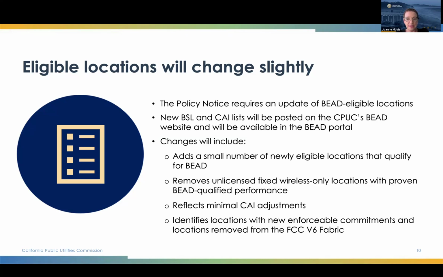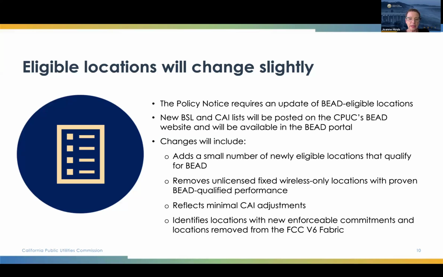The changes, and there's considerable detail on this in the policy notice if you'd like to understand why the federal government mandated these changes, but briefly, these changes will include addition of a small number of newly eligible locations that qualify for Bead. It would include removal of fixed wireless locations that have adequate unlicensed fixed wireless service that are proven to have Bead qualified performance. These were not removed from the map under the old Bead rules. Under the new Bead rules, however, there was a process for analyzing these, and where the proven performance is there, to remove those locations from the map. That was one of the substantial changes made under the policy notice.